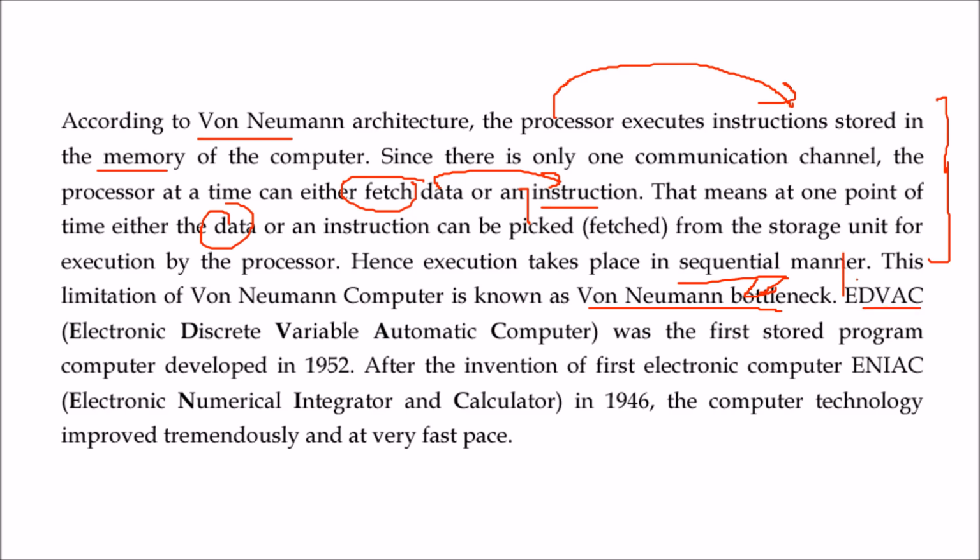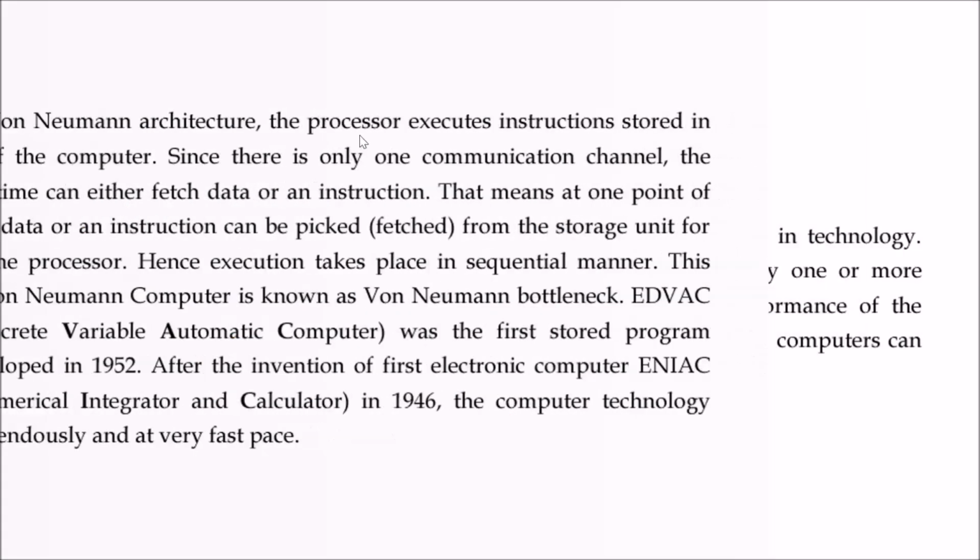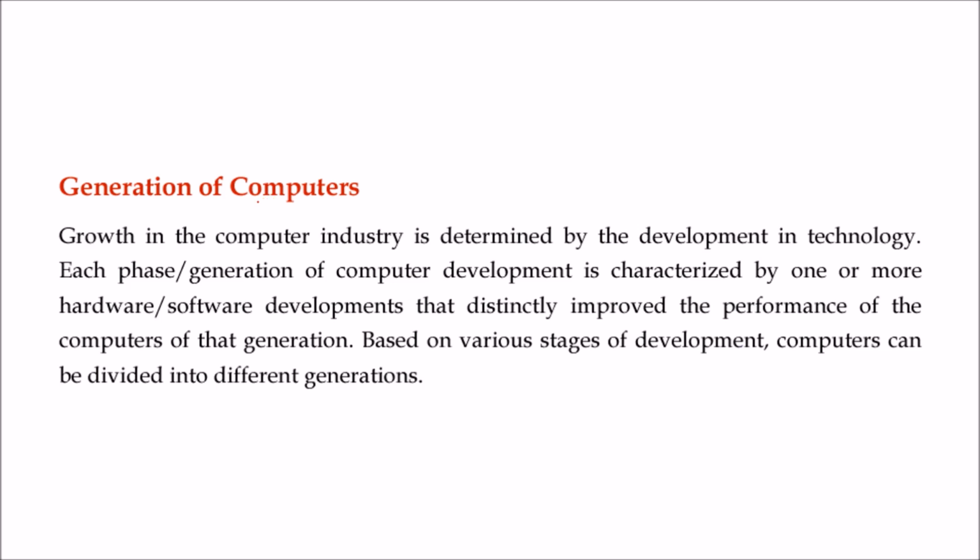EDVAC, electronic discrete variable automatic computer. This was the first stored program computer, developed in 1952. And after the invention of the first electronic computer, ENIAC, electronic numerical integrator and calculator, in 1946, computer technology took exponential growth and went at a very fast pace. Now we'll see the generations of computers.